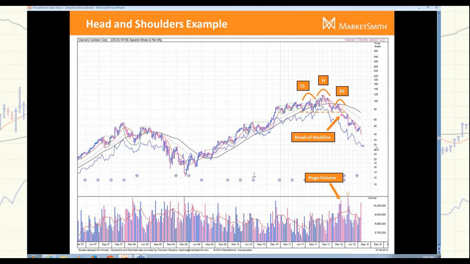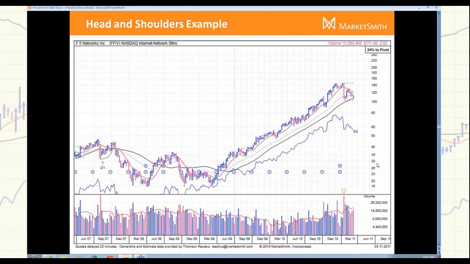All right, and one other thing to point out here: note how once it broke that neckline, Deckers couldn't even get back above the 10-week line. And they just kept selling it at this point. It was really interesting how this 10-week line just kept pushing the stock down. This is a big reason why we're paying attention to that 10-week line, because once it starts getting underneath there, a lot of times you're not going to have the support that it used to have.